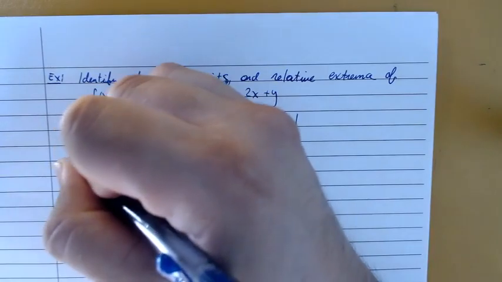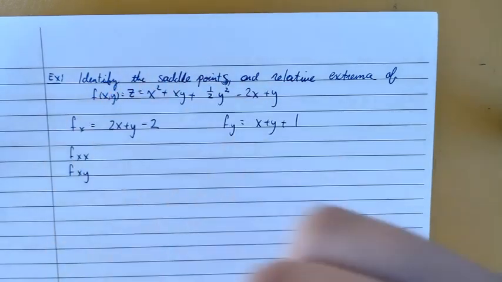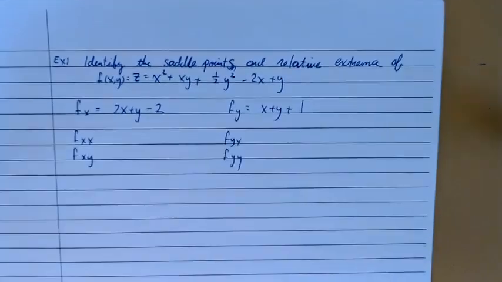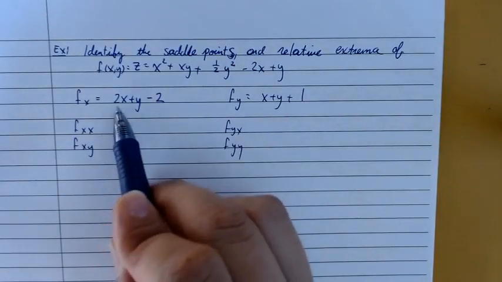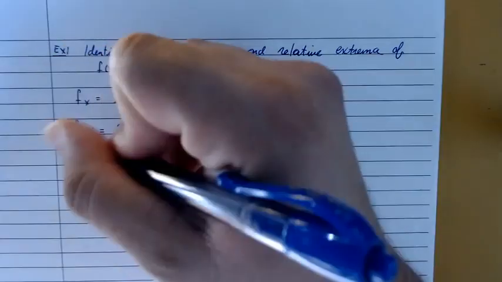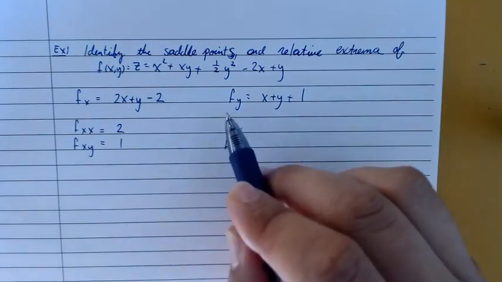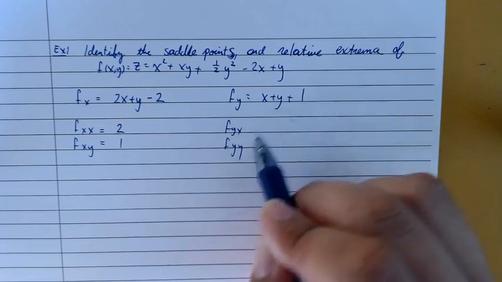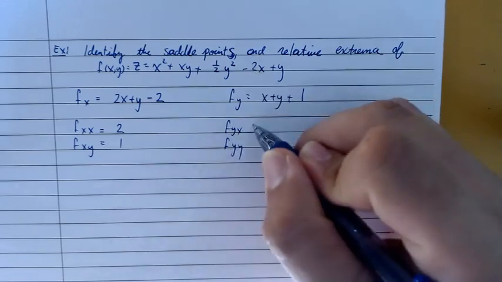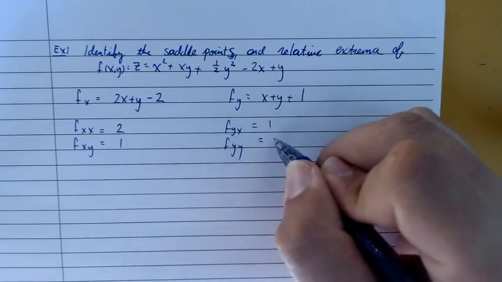Now we're going to look for our second partials. Let's look for f sub xx, f sub xy, f sub yx, and f sub yy. The derivative of f sub x with respect to x is a constant value of 2. With respect to y is a constant value of 1. With f sub y, you have x plus y plus 1. And if you want to take the derivative of that with respect to x, that's just going to give you 1. And if you want to take the derivative of that with respect to y, that will also give you just the value of 1.